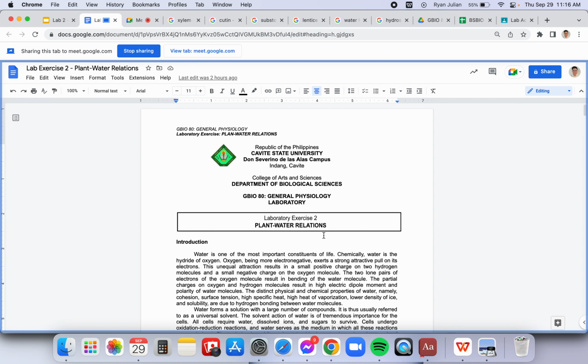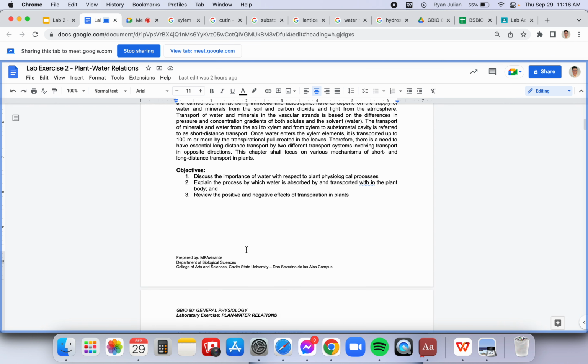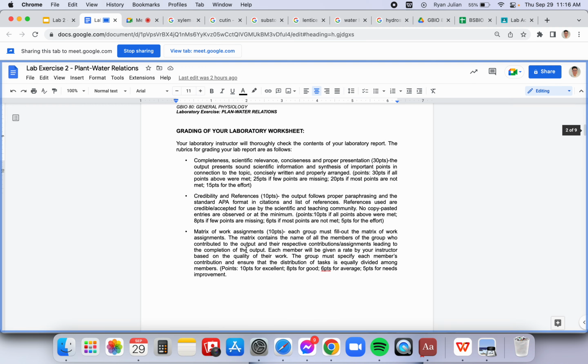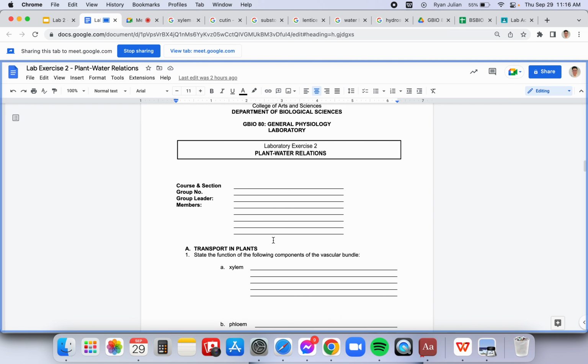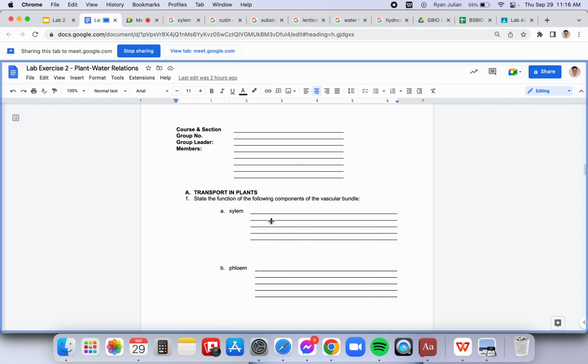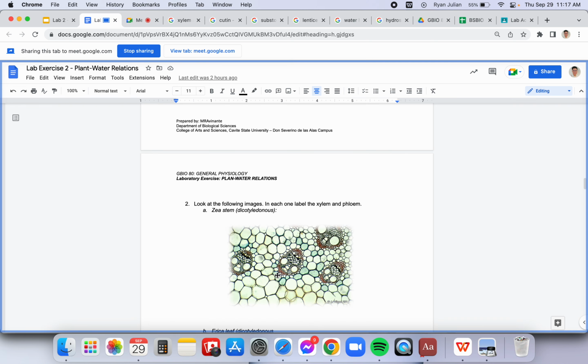Lab exercise number 2, plant-water relations. You can see the intro here, the objectives that you might want to go through, and how I grade your lab activity. Same thing as before, write your section, group number, leader, and the 5 members. What you have to do for letter A is the transport in plants. You just have to state the function of the following components, xylem and phloem. It doesn't have to be long. What matters is that you're able to explain briefly what they are used for.